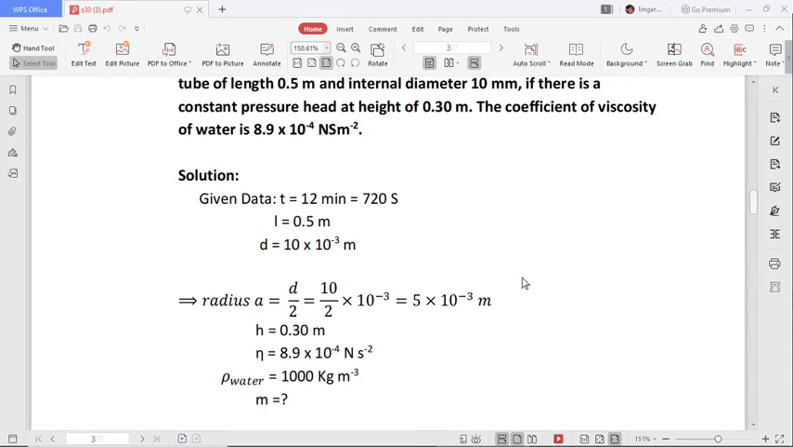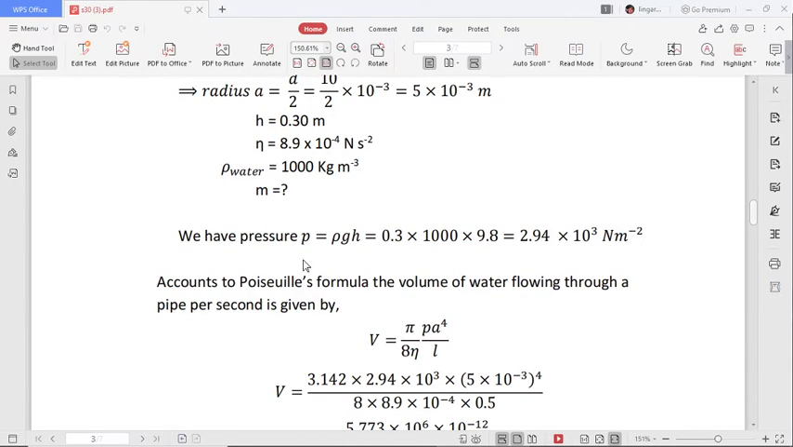Length is equal to 0.5 meter. D is equal to 10 into the power minus 3. Radius a is equal to D by 2, D means 10 millimeter, 10 by 2 millimeter, that is 5 into the power minus 3 meter. H is given, eta is given, density of water is given. We have to calculate m value. Now the pressure is equal to rho gh, 0.3 into 1000, to get the pressure value in water.